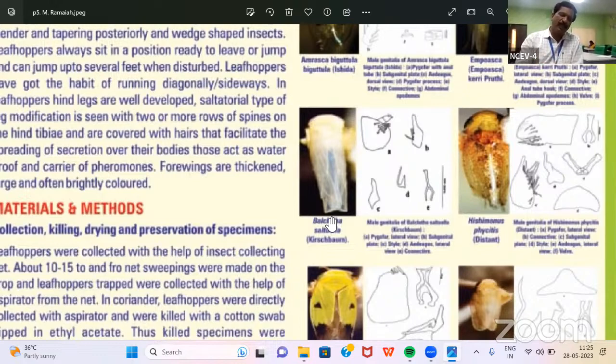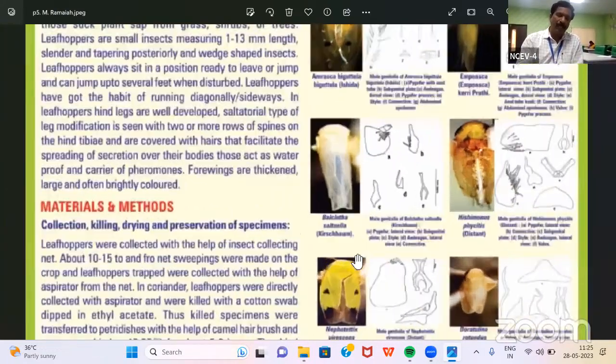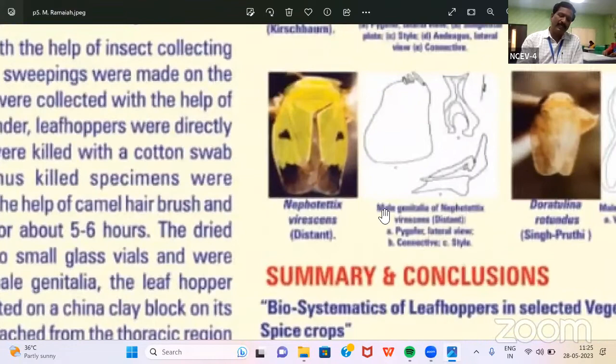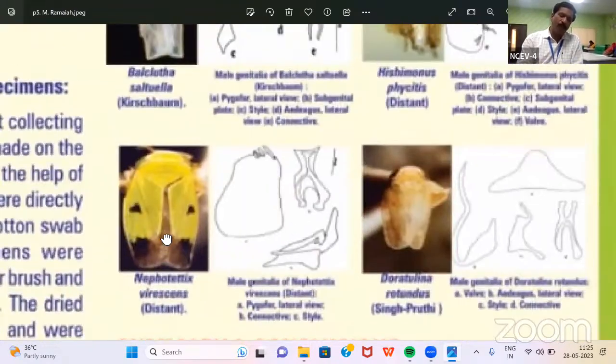And next, Nephotettix virescens. We can see a different shape in the Nephotettix virescens aedeagus. Here we can observe four pairs of spines laterally, and a pair of lateral apophyses is also observed. Its shape is like a kite. Then further, for Dorolena rotundus.